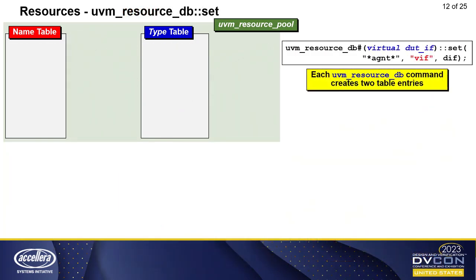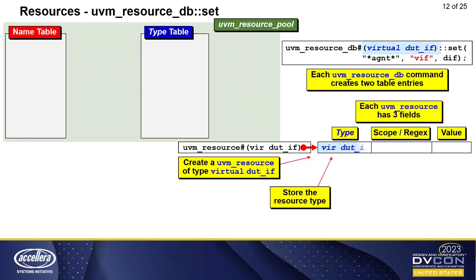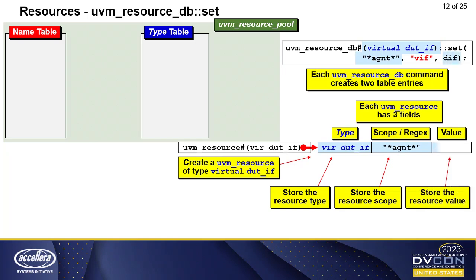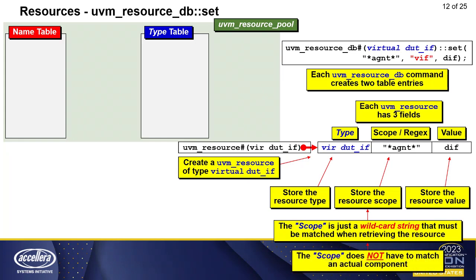Now let's look at a few examples of UVM resource DB set commands and how they work. The first command is going to store a virtual interface. This command creates a UVM resource of type virtual interface. The virtual interface type is stored in the resource. Star agent star is stored as the scope regular expression string, and the DIF handle is stored as the resource value. The scope is just a wildcard string that must be matched when retrieving the resource, and it does not have to match an actual component scope string.